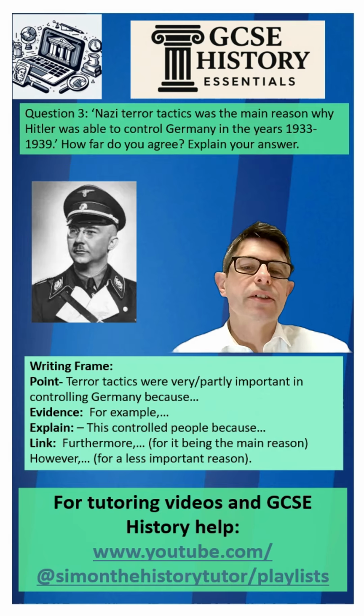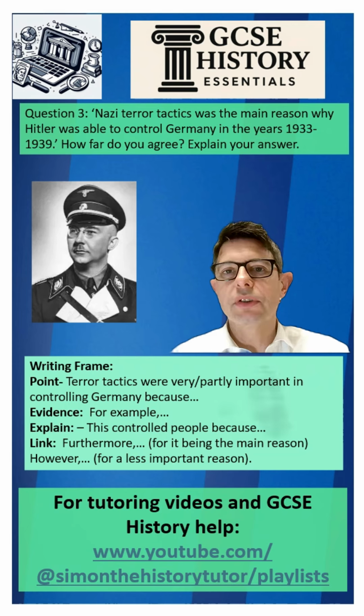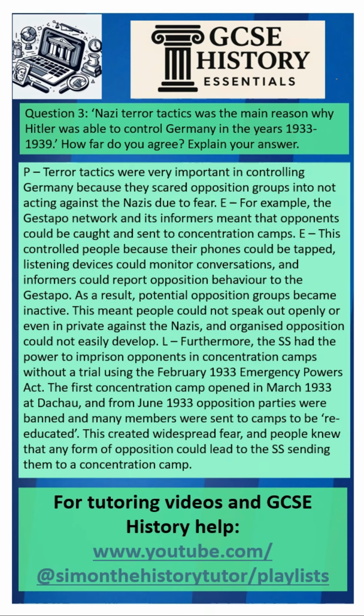Here's a writing frame for how you set up your idea. You make your point, give your example, you then say how that explained and had impact on Germany and the control of the people. And if you're saying it's a very strong idea, give a furthermore. If you don't think it's important, think it's less important, give a however. So you can set up an evaluative argument. Here's an example paragraph showing how terror controlled using fear and discussing, as we planned, different parts of the terror regime and then their impact on controlling Nazi Germany.